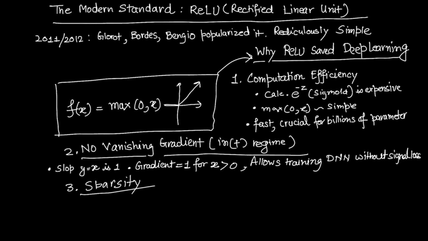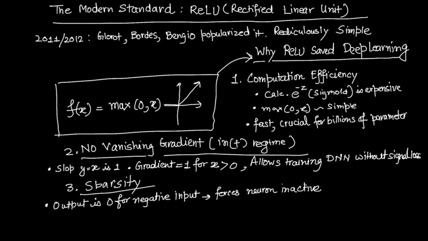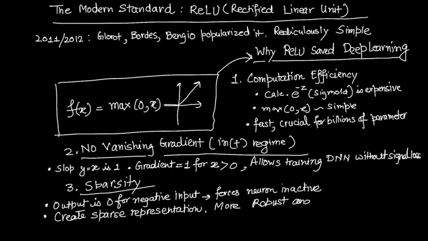Third is the sparsity. Because ReLU outputs absolute 0 for all negative inputs, it forces many neurons to be inactive at any given time. This creates sparse representations. It turns out this is very similar to how biological neurons work. Your brain doesn't fire every neuron in every stimulus. This sparsity makes the model more robust and efficient.